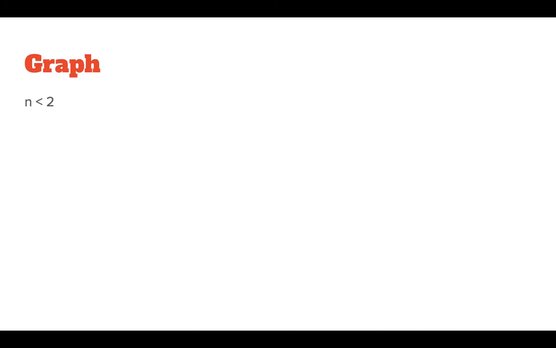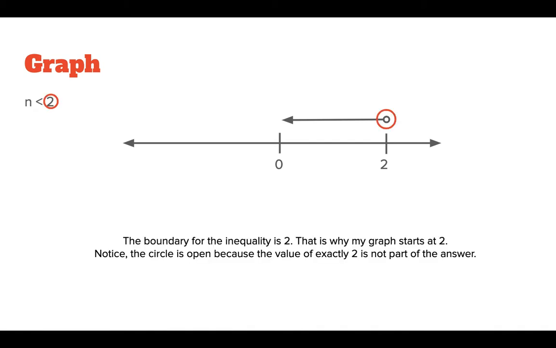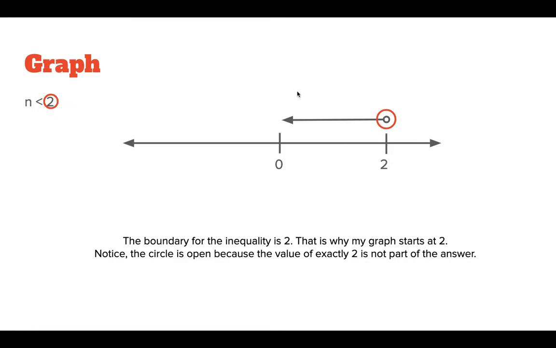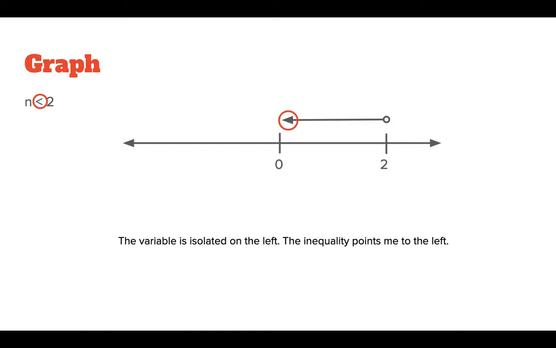So if I look at n is less than 2, I make my graph here. And you can see the very first part of this graph is that I had a boundary of 2. In my original statement, I had a 2 here. So it would make sense that I would want to start my graph at 2. Notice, open circle, 2 is not part of the answer. 2 is not less than 2. So I move with an open circle to say it can't be exactly 2. And then you're going to notice that my arrows go into the left. As long as you had the variable by itself on the left here, the inequality symbol points you in the correct direction. So this inequality symbol is pointing left, so my arrow is pointing left.